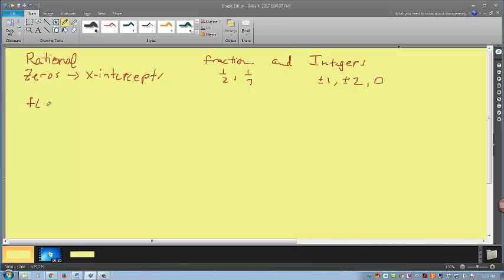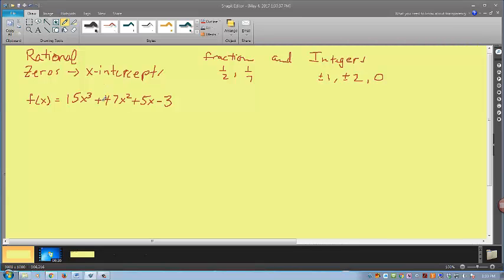So here's a polynomial, 15x cubed plus 47x squared plus 5x minus 3. You may want to take a moment and look on your calculator and see what this will look like. What you should find out when you type this in is that it crosses the x-axis at three spots.